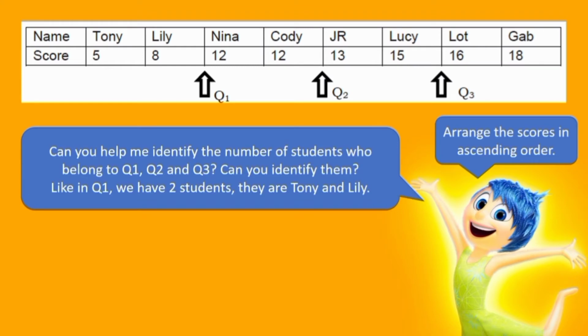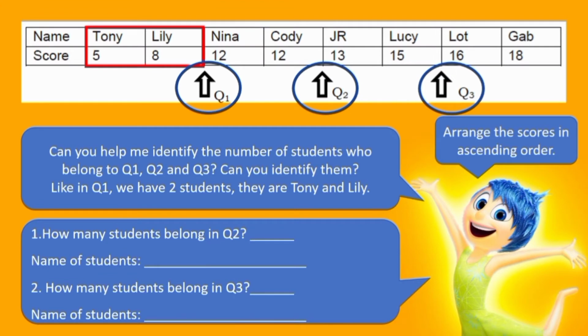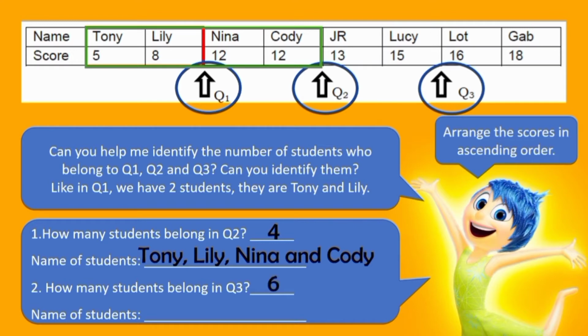Can you help me identify the number of students who belong to first quartile, second quartile, and third quartile? Can you identify them? Like in the first quartile, we have 2 students. They are Tony and Lily. How many students belong to the second quartile? We have 4. The names of the students are Tony, Lily, Nina, and Cody. How many students belong to the third quartile? 6. The names of the students are Tony, Lily, Nina, Cody, JR, and Lucy.